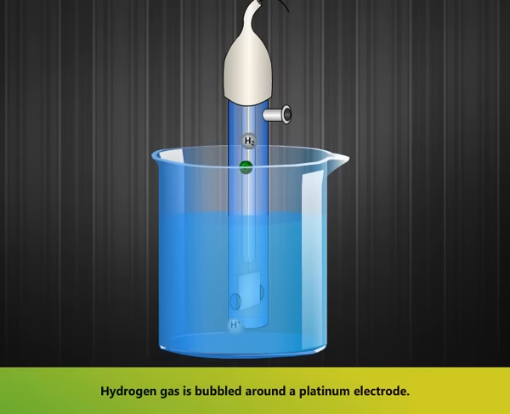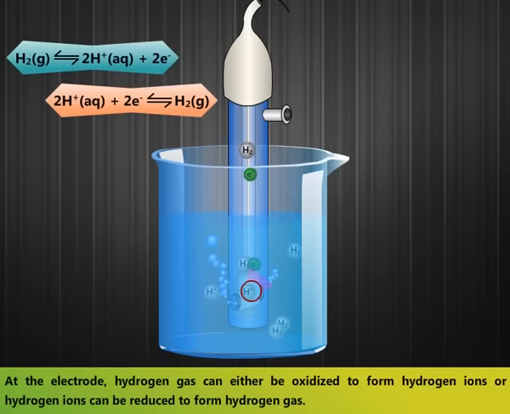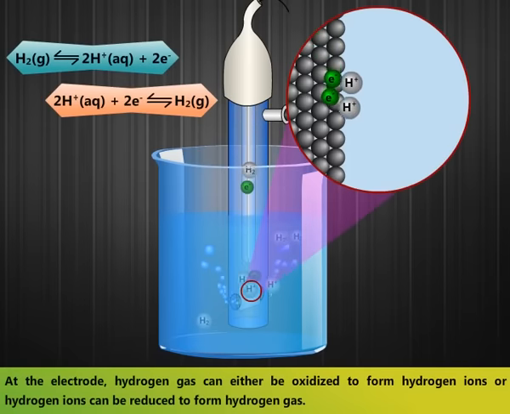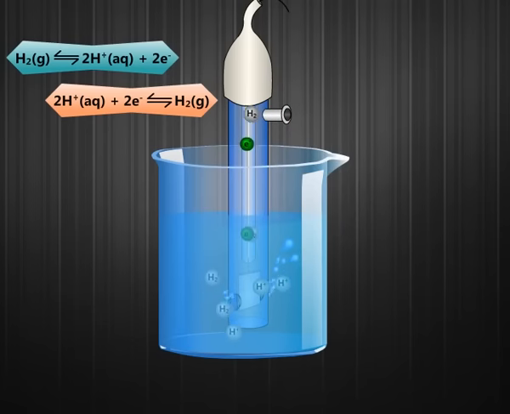In this hydrogen electrode, hydrogen gas is bubbled around a platinum electrode. In the molecular view, the Pt surface catalyzes the oxidation of hydrogen molecules to protons or the reduction of protons to hydrogen gas. At the electrode, hydrogen gas can either be oxidized to form hydrogen ions or hydrogen ions can be reduced to form hydrogen gas. Hence, two reactions are possible at the electrode.